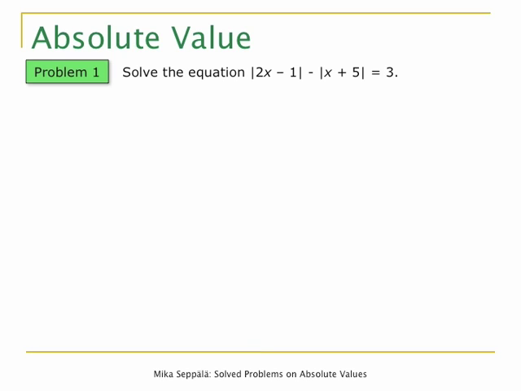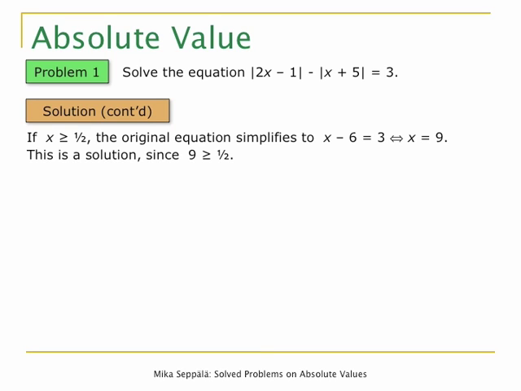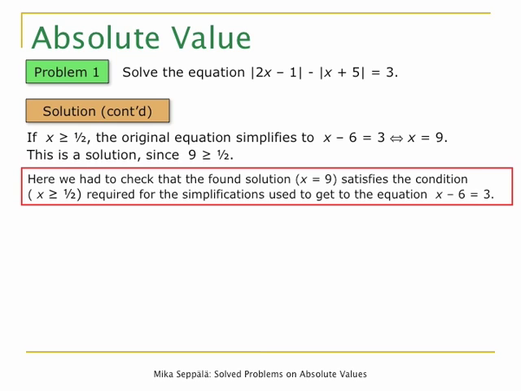So the problem was to solve the absolute value equation: the absolute value of 2x minus 1 minus the absolute value of x plus 5 equals 3. We have observed that if x is greater or equal to 1/2, then the left-hand side is simply x minus 6. So the equation gets the form x minus 6 equals 3, and the solution is x equals 9. Now, this actually is a solution to the original equation, since 9 is greater or equal to 1/2. So here we had to check that the solution satisfies the condition, in this case x greater or equal to 1/2, which was required for the simplification used to get to the equation x minus 6 equals 3.